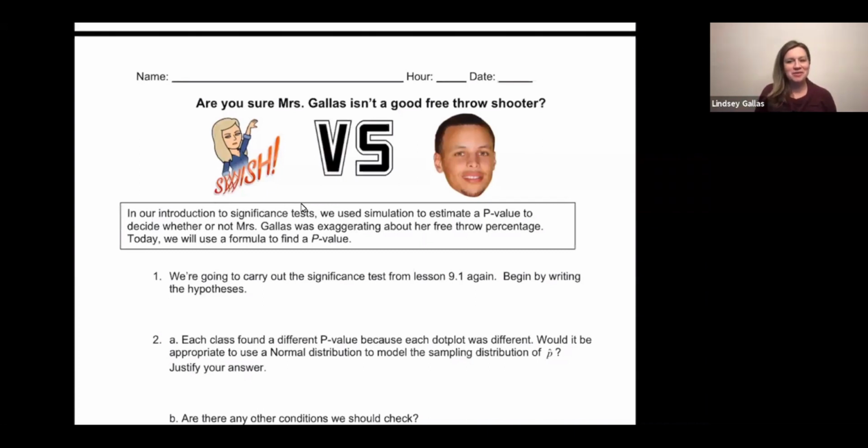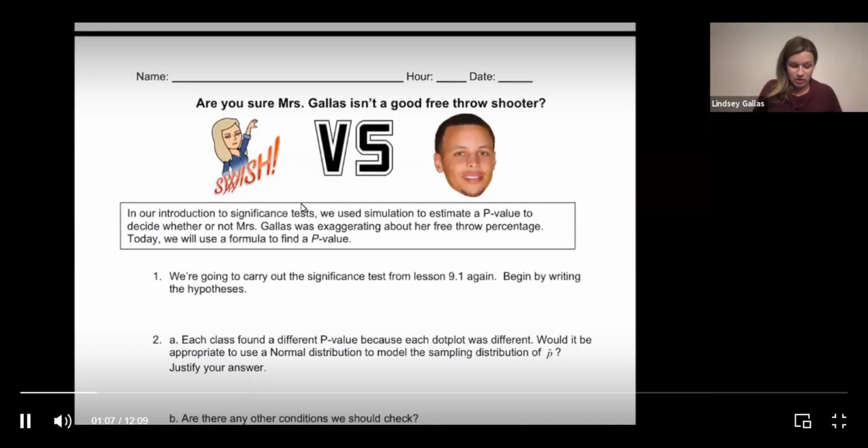shooter? So a couple of days ago, we used simulations to try to calculate the likelihood that an 80% free throw shooter shoots 64% or less. That's what I did when I shot my 50 free throws. Now the issue is when we did a simulation, all of my classes got different p-values. They got a different probability that occurs. So what I want to do today, instead of using a simulation, is use some formulas and some calculations. So number one, we're going to do together.